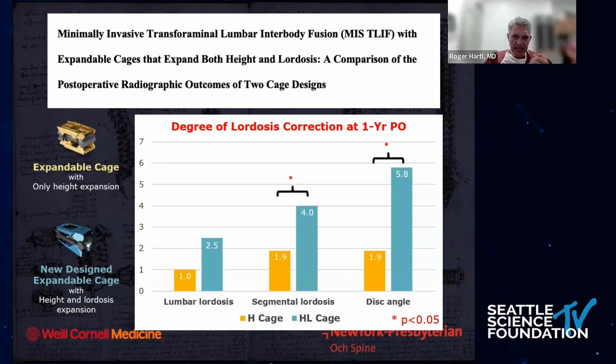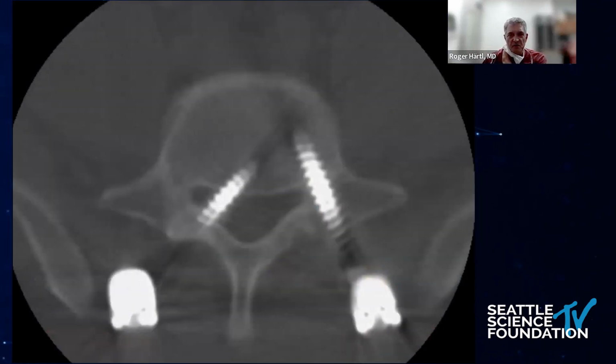So if you use these cages very carefully, and if you compare the segmental lumbar lordosis that you can get at the levels of the surgery, you can really get some adequate, moderate but nice lordosis with these expandable cages that also increase in lordosis. But you've got to be very, very careful with subsidence.